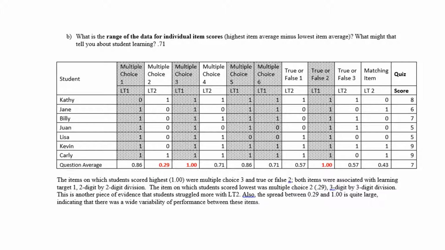So if you look at the answers, the items on which students scored highest, 1, were multiple choice 3 and true/false 2. Both items were associated with learning target 1, 2-digit by 2-digit division. The item on which students scored lowest was multiple choice 2, 0.29, 3-digit by 3-digit division. This is another piece of evidence that students struggle more with learning target 2. Also, the spread between 0.29 and 1 is quite large, indicating there was a wide variability of performance between these items.